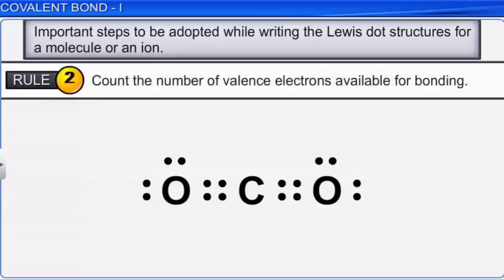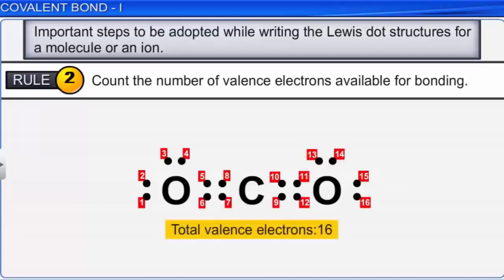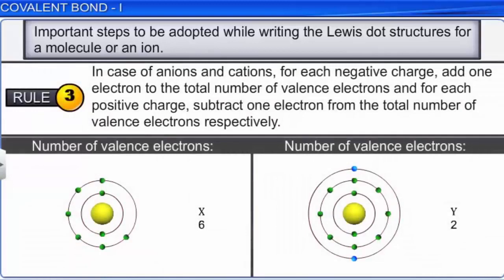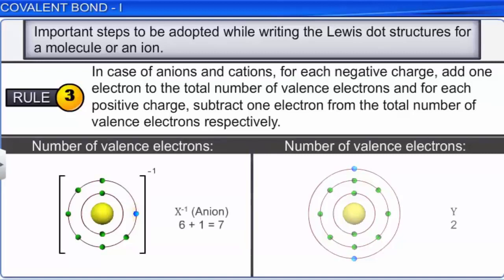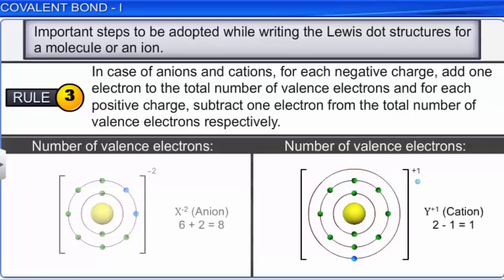Now, count the number of valence electrons available for bonding. In case of a molecule, count the total number of electrons present in the valence shell of all the bonded atoms. In case of ions, that is, anions and cations, for each negative charge, add 1 electron to the total number of valence electrons, and for each positive charge, subtract 1 electron from the total number of valence electrons respectively.